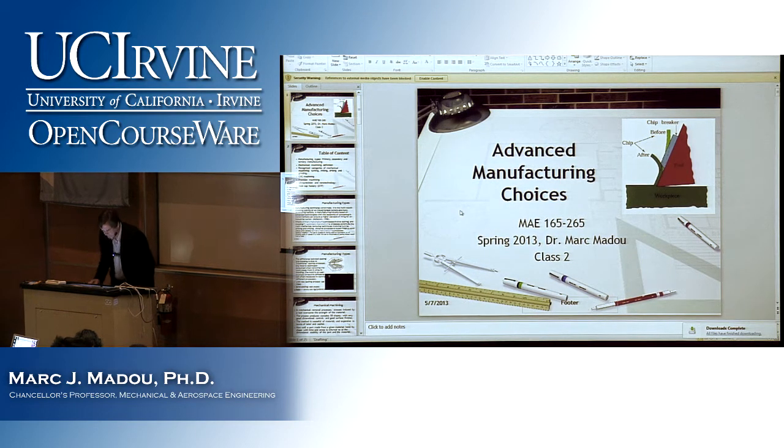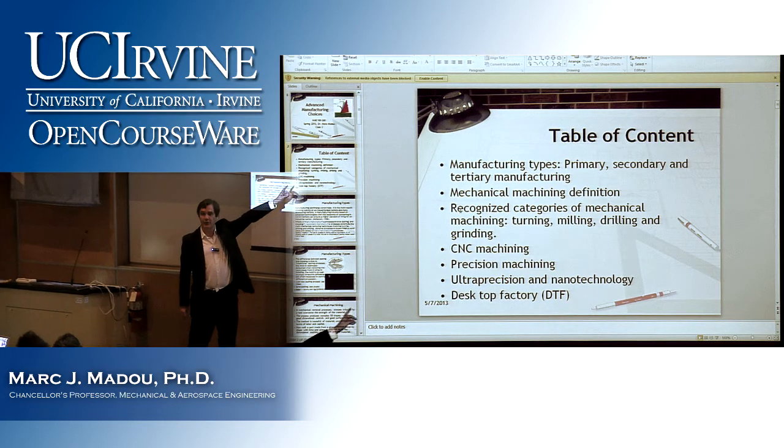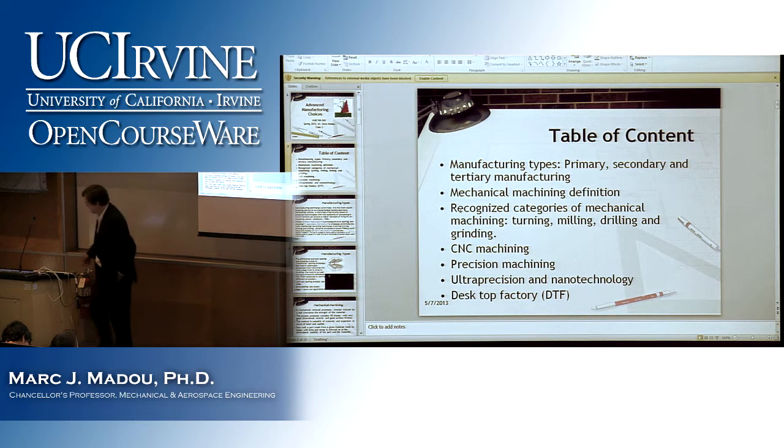Okay, class 2. That is where we talked about this primary, secondary, and tertiary manufacturing, and was mostly about mechanical machining definition, and is about mechanical machining. Well, this is yet another categorization that we forgot to mention a moment ago, right? But that is within mechanical machining.